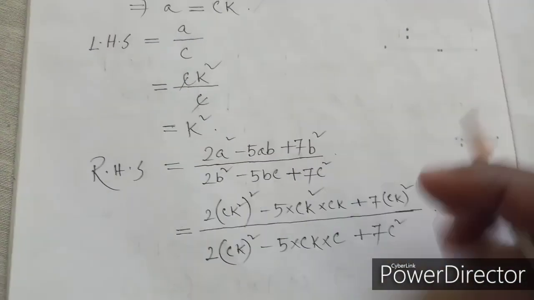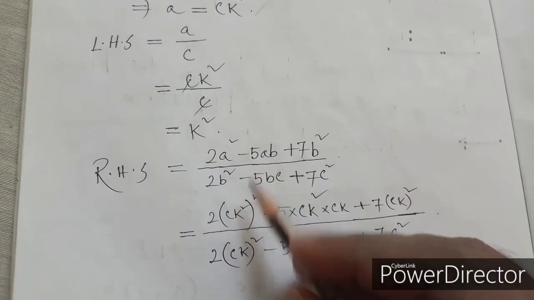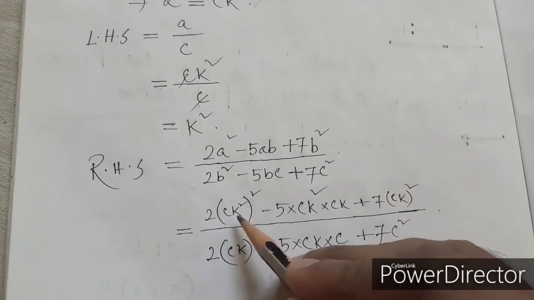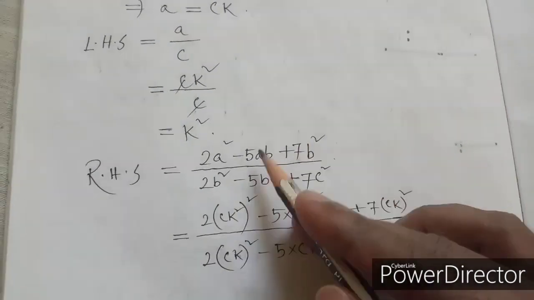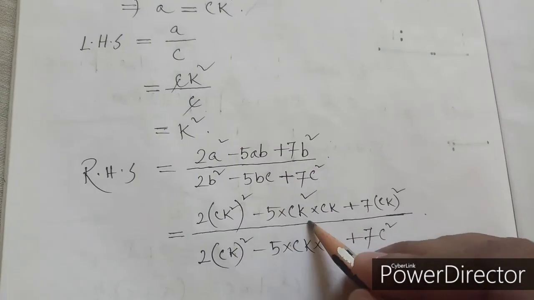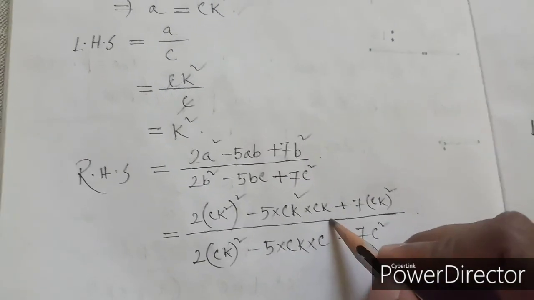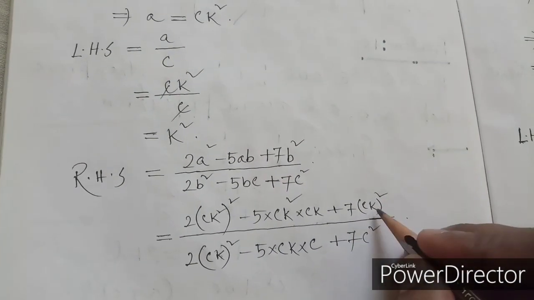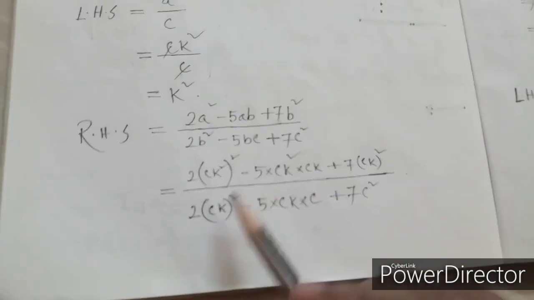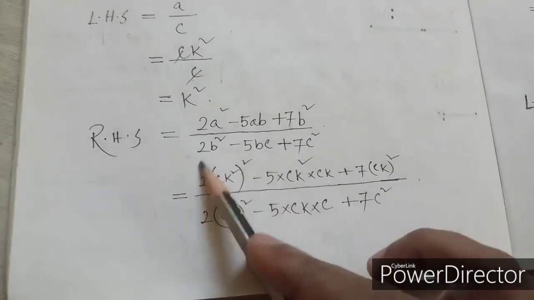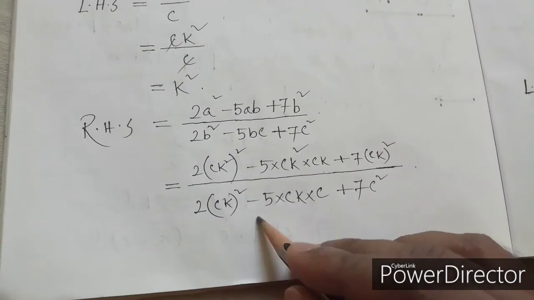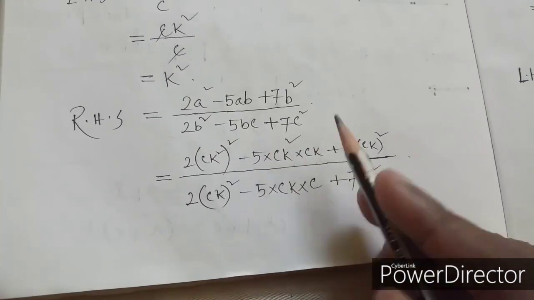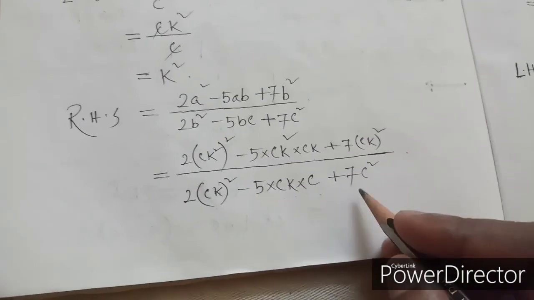Now right hand side, 2a square minus 5ab plus 7b square by 2b square minus 5bc plus 7c square. Now put the value of a here, ck square. So this means ck square whole square minus 5 into ab. What's the value of a? Ck square into b, that means ck, plus 7 into ck whole square, and that means 2b square. What's the value of b? Ck. So 2 into ck whole square minus 5 into bc, ck into c plus 7c square.